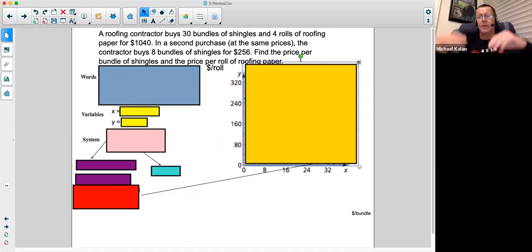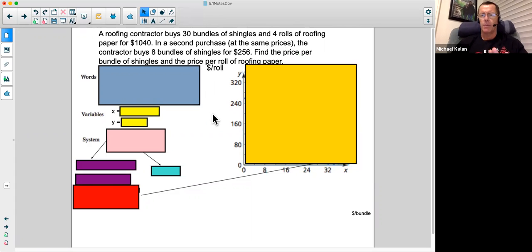So usually on a roof, you lay out roofing paper and then you put the shingles on top. It's like the roofing paper provides kind of an extra, hopefully waterproof barrier. And then the shingles also prevent the water from getting in. Okay, so anyway, the contractor buys 30 bundles of shingles and 4 rolls of roofing paper for $1,040. Okay, in a second purchase at the same prices. Okay, we don't know what the prices are. I think we're going to have to find that. Same prices, the contractor buys 8 bundles of shingles for $256.